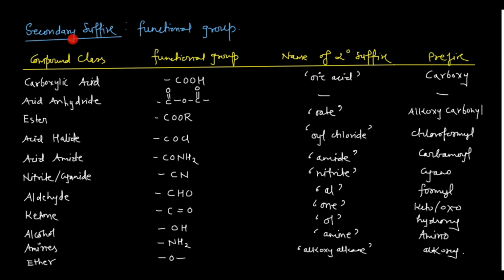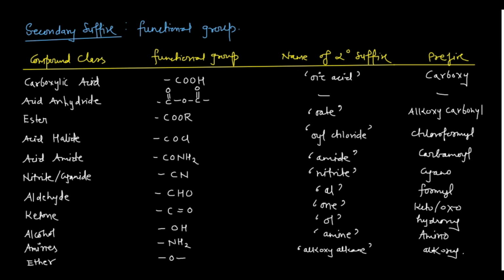What is the secondary suffix? Secondary suffix means the functional group present in the molecule. And it is very, very important for you to know that the functional group is responsible for the chemical properties of the compound. So how many kinds of functional groups can be present in your compound? It is very, very important.